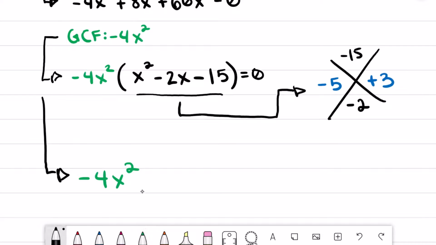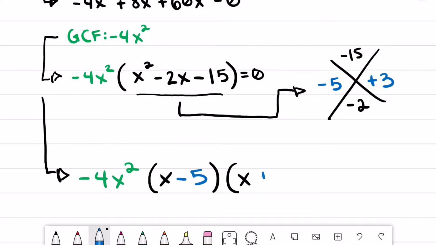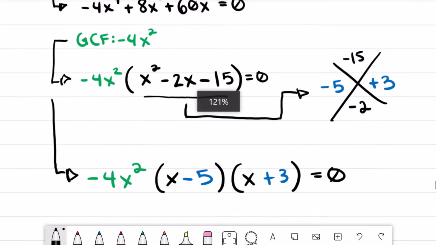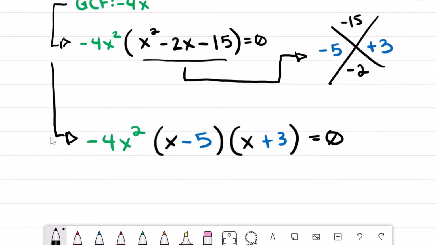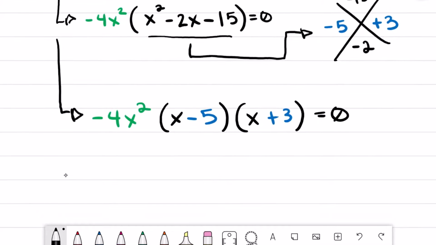And then I'm going to rewrite what's inside my parentheses as x minus 5 times x plus 3. And I'm going to make all of this equal to 0. All right, so we've gotten to this point. We can't factor any further. So what we do then is we use the zero product property to make each part equal to 0. And let me show you what I mean.